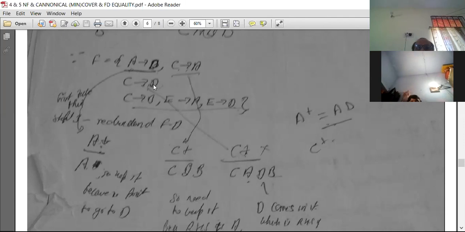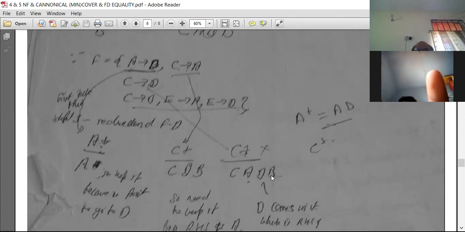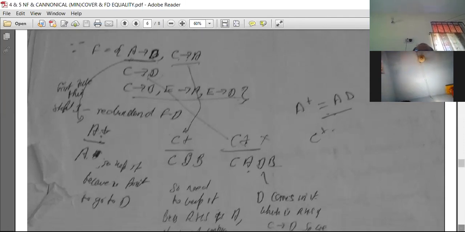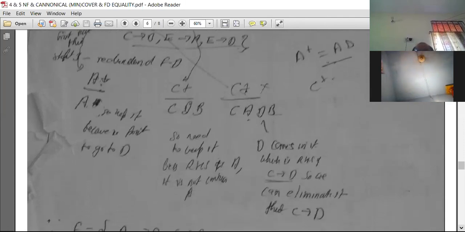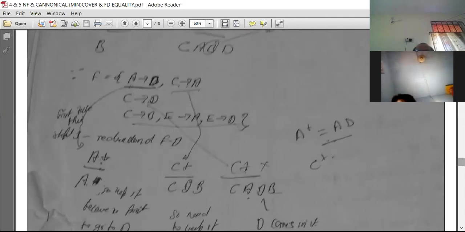Now next, this one I have found from C where I can reach. I will not see this one, and I will find the closure from the rest of the FDs, and I got CADB. In this case, from the C closure I found, I got D. That means I got my right hand side in the closure. That means D comes in it, which is the right hand side. So this is a repeated attribute, and we have to eliminate C tends to D. I will delete this FD from the set of FDs.